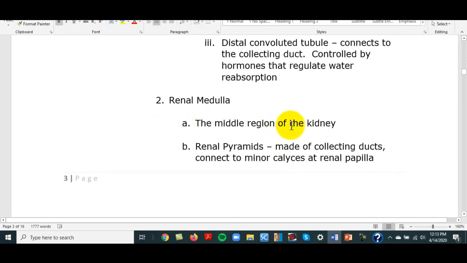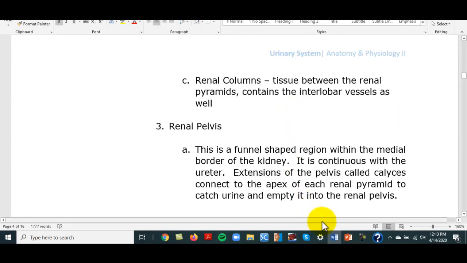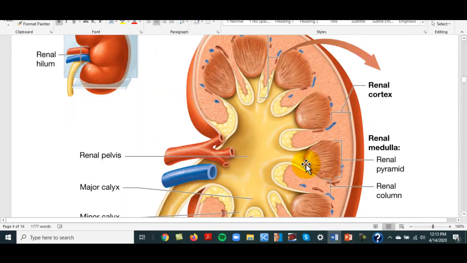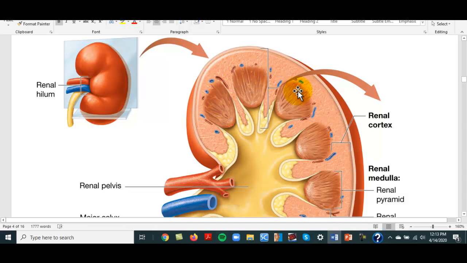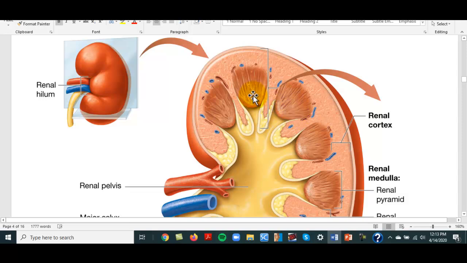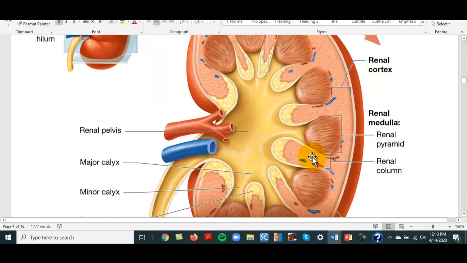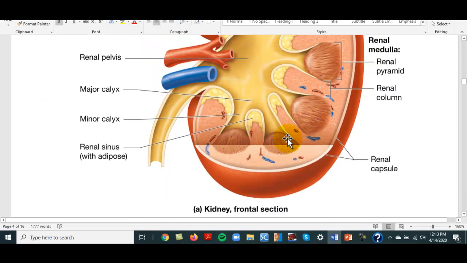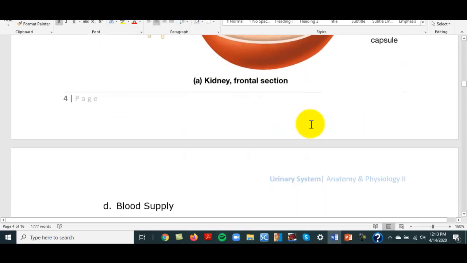Now the renal medulla, just to blow this up a little bit bigger, the renal medulla is this area here that has what are called the renal pyramids, and it also has an area called the renal column. The renal columns, and there are some blood vessels that go up through here. Renal columns are the areas between these, which are called the renal pyramids. Those little areas right there. And the pyramids are made of collecting ducts.